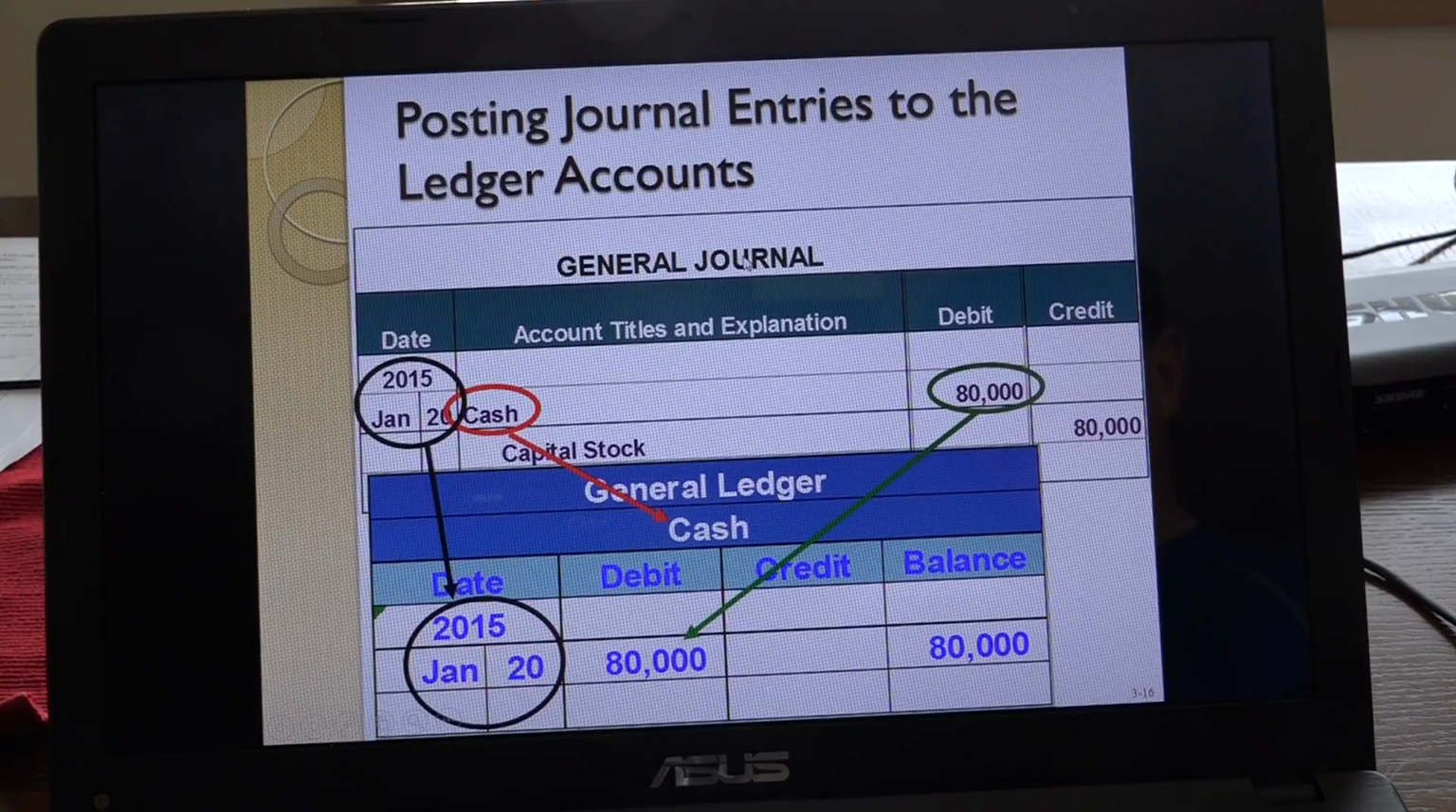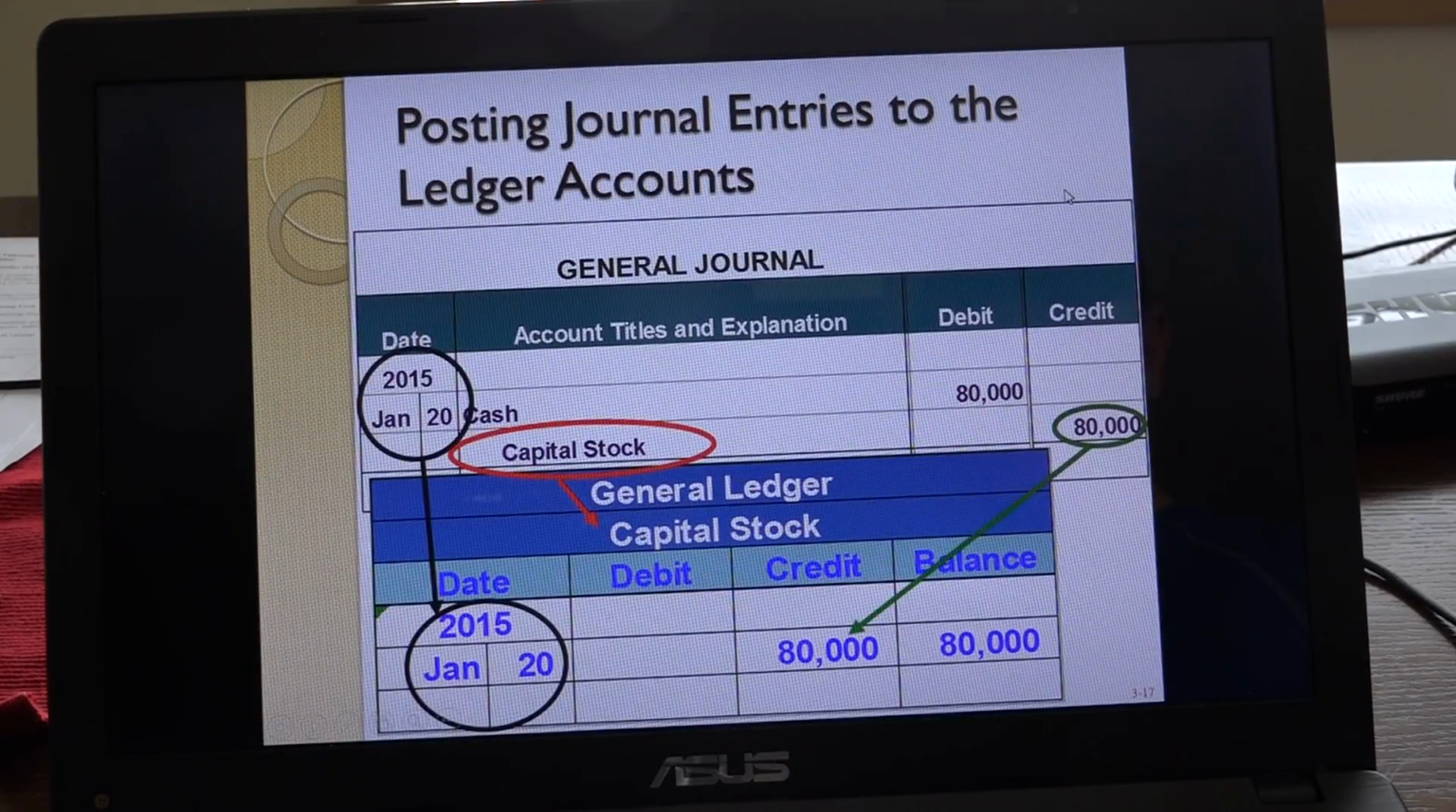And of course, this is your general journal account, and below it shows your general ledger account for cash, which shows this same transaction. Now here in the general ledger account, it keeps a running balance. You're not going to have that in your T account, because it's just too complicated. Same for capital stock.